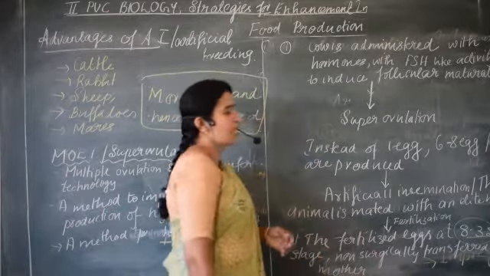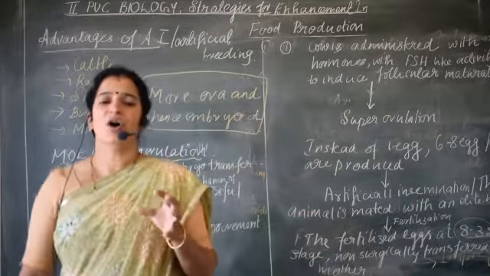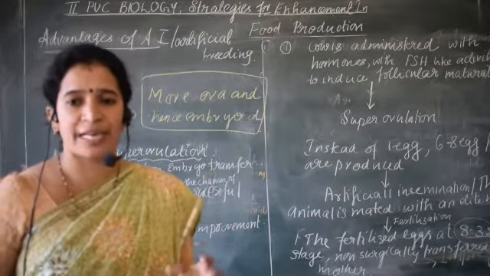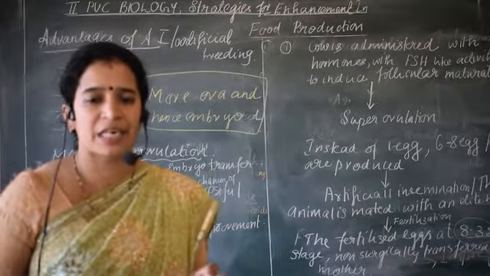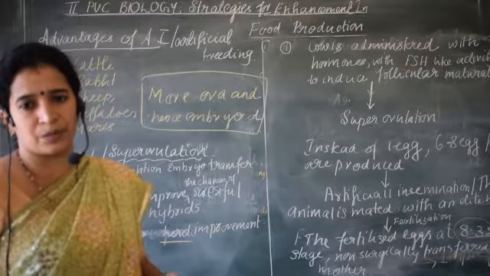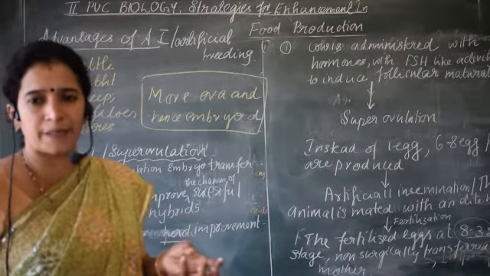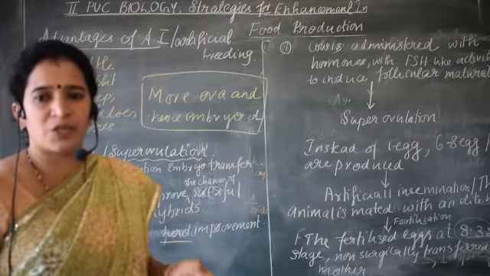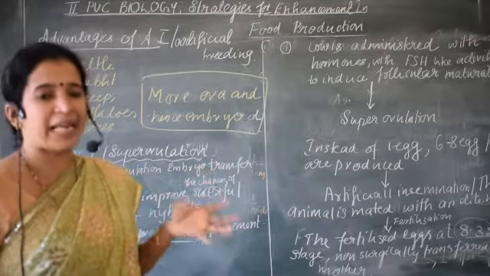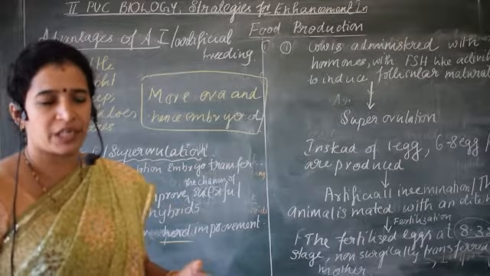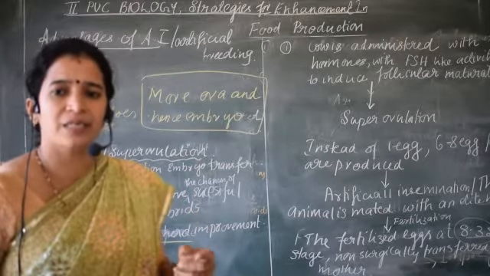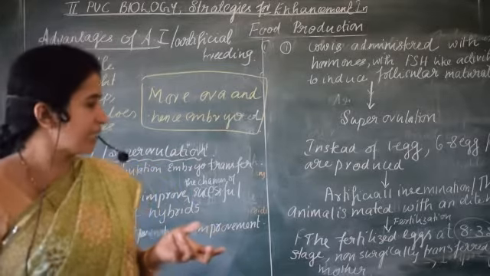First, the cow is administered with hormones. Which hormones? Follicle stimulating hormones are administered into the cow to induce the follicular maturation. To induce follicular maturation, the FSH hormone is administered into the cow. Okay, that leads to the superovulation. In superovulation, instead of 1 egg per cycle, 6 to 8 eggs per cycle are released.